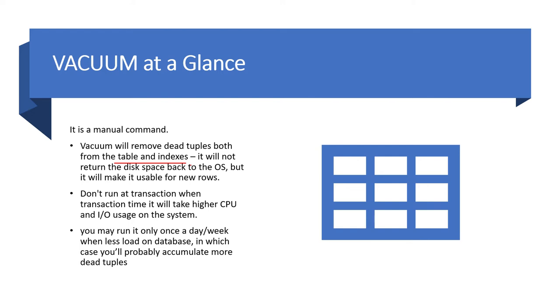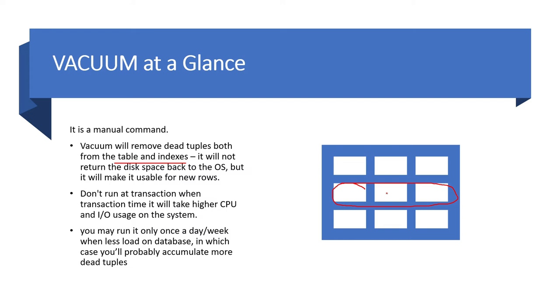When you do the vacuum, it is not going to return the unused storage to the operating system. But let's say this particular storage area is marked as a tuple which has been deleted. This is no more usable. When you do the vacuum, this will be returned back to the table and this can be used.